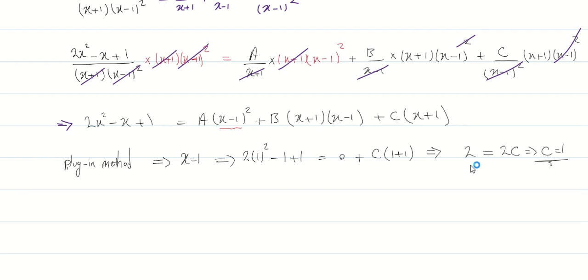Now, we can use another smart value for x and find the values for each side of the equation. So we say that if x now is equal to minus 1, what would be the equation? On the left hand side again, we have 2 times minus 1 squared minus 1 plus 1. Proceeding with the right hand side, we have a times minus 1 minus 1 squared. On the second term, we have x plus 1, and if you substitute minus 1 in here, it would be equal to 0.